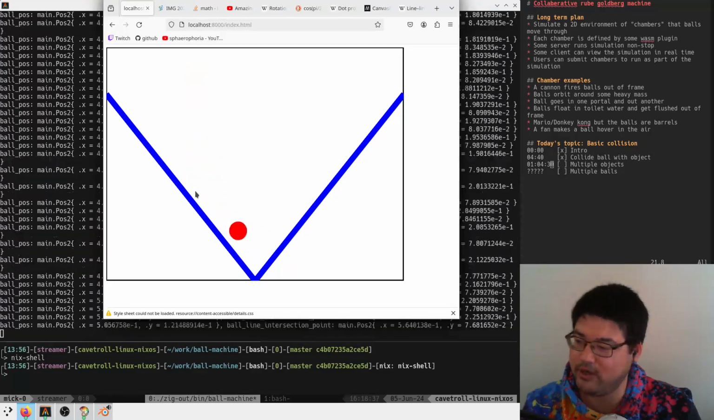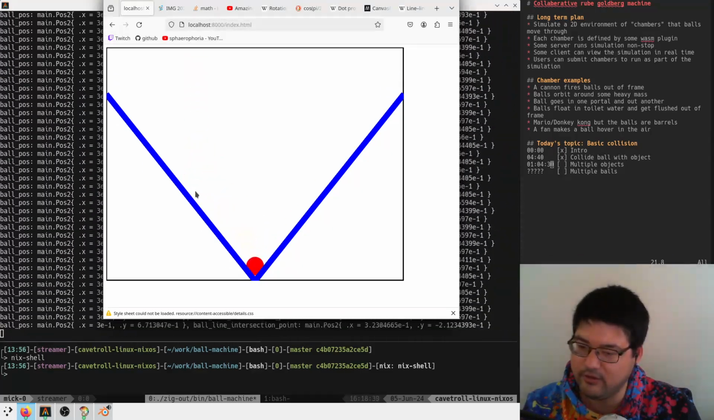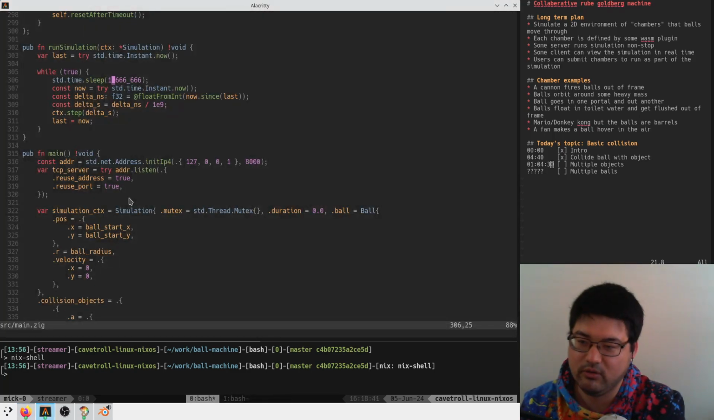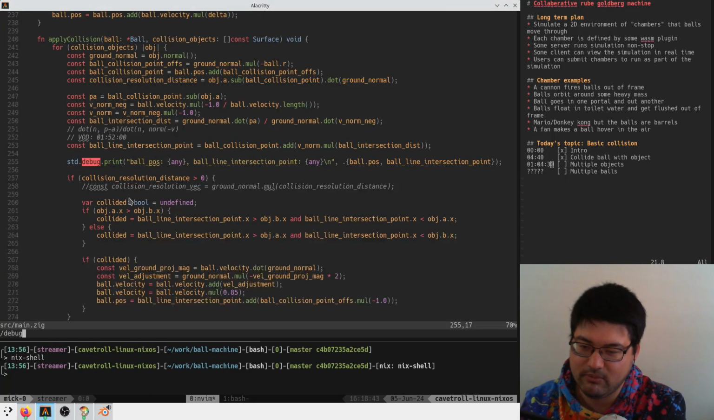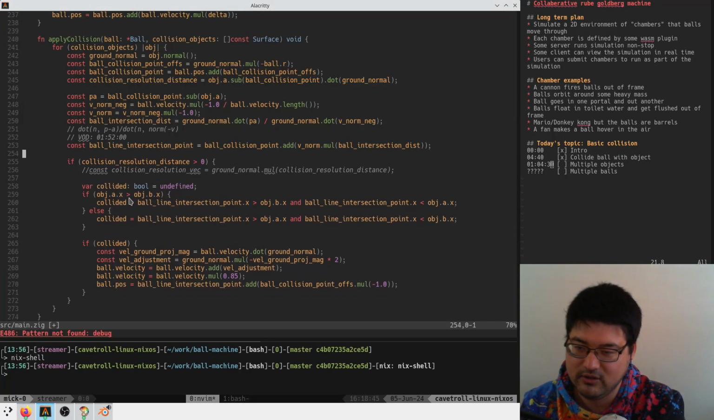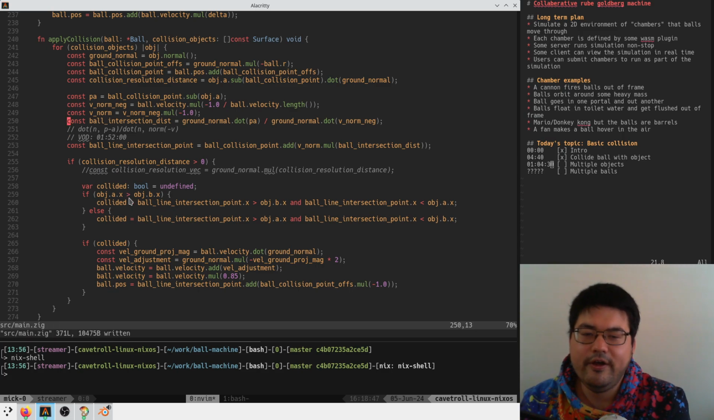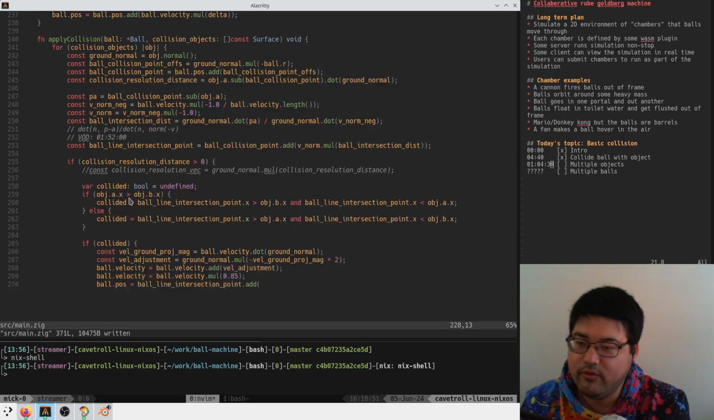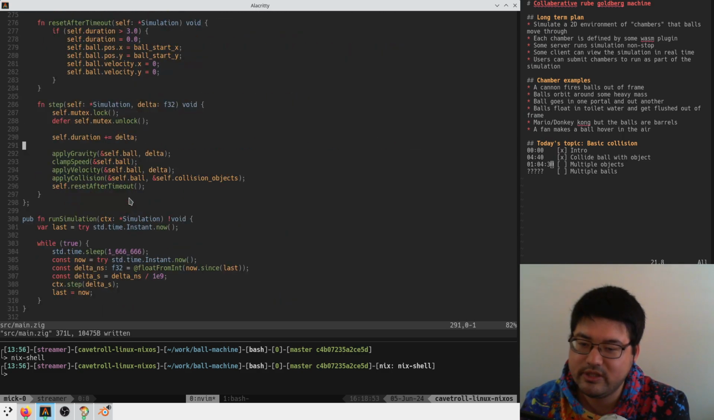And that is a lot better now. That's sick. Let's let the simulation run for a little longer and get rid of this debug print, because I think that's actually slowing down the animation. And let's let it run for a little bit longer. Just a little bit.